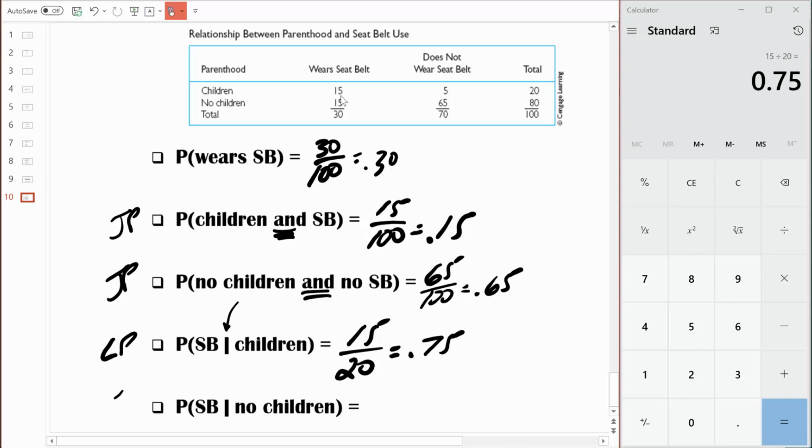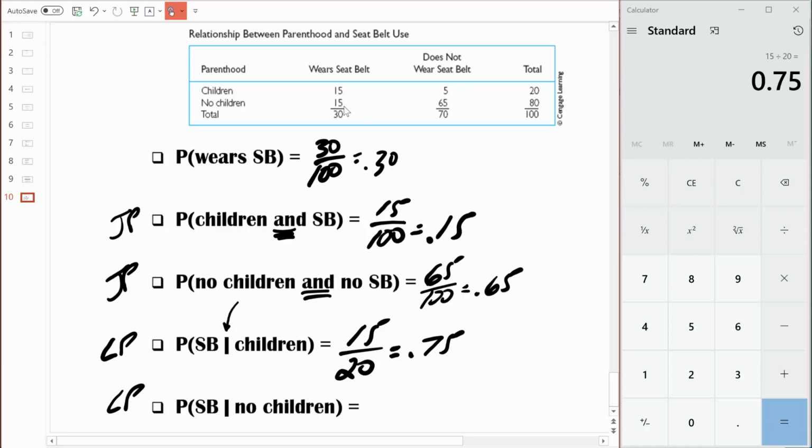Let's compute another conditional probability, and you'll see it will be interesting to compare that first conditional probability with this second one. What I want to compute right now is the probability of somebody wearing a seatbelt given that they have no children. Do you see how this comparison is really going to be very straightforward? We're simply comparing the people with children to the people who do not have any children. So let's find where they are. In our table, it's this row right here that shows the people without any children. And we can see that there are 80 of those people.